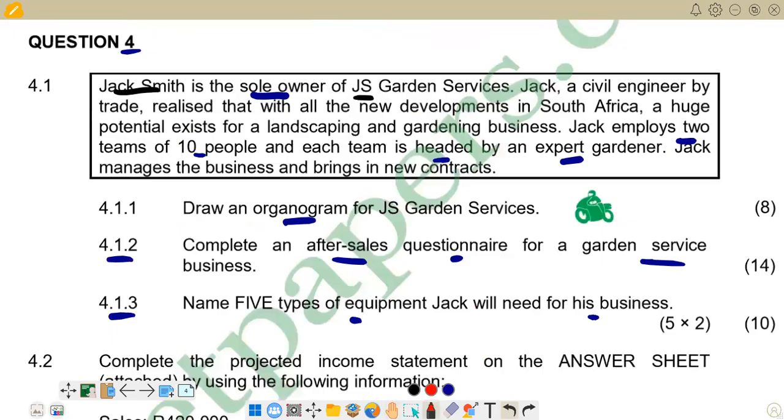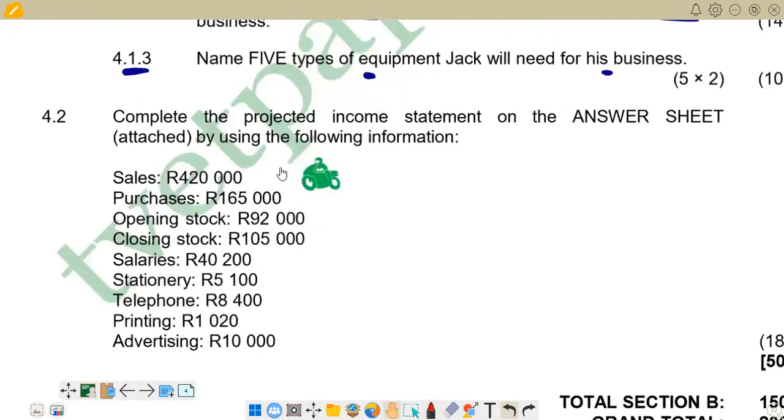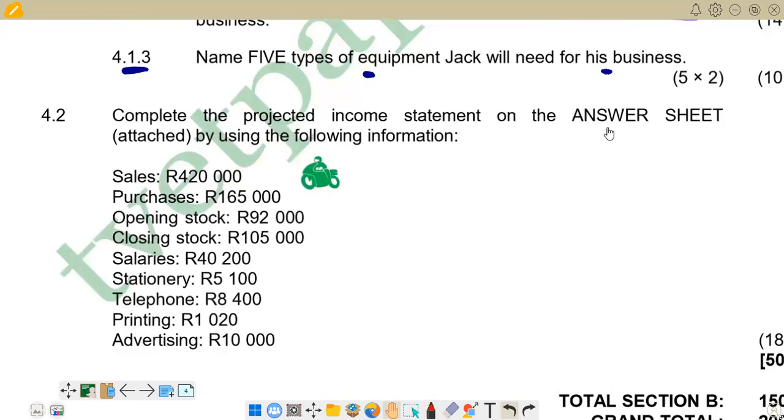Then next we've got 4.2. So we can go to 4.2. 4.2 reads: complete the projected income statement on the answer sheet attached by using the following information. So we've got this information, and what we need to do is to prepare the projected income statement. A projected income statement is an income statement that we prepare for the period that is going to come, the period that is in the future. So this is what we have, and then we've got information that we are given there. We have to prepare using this information.